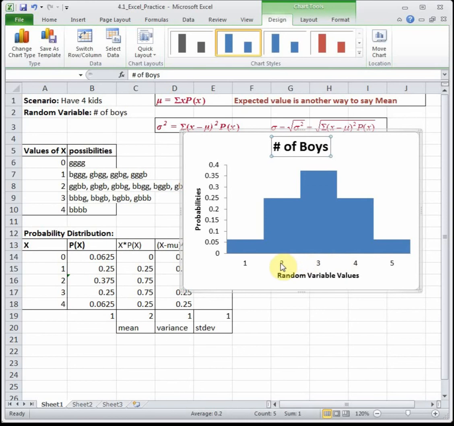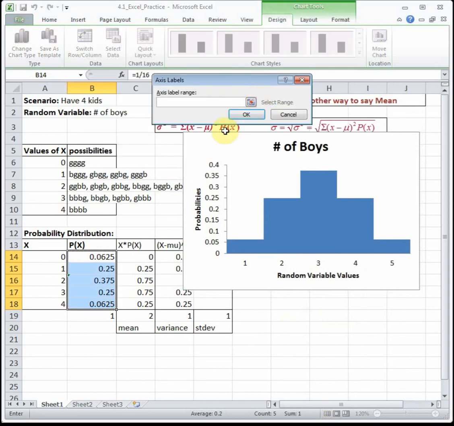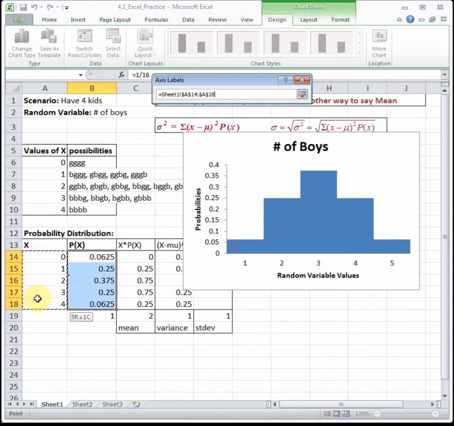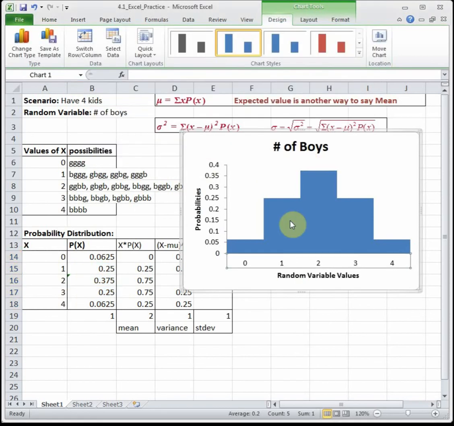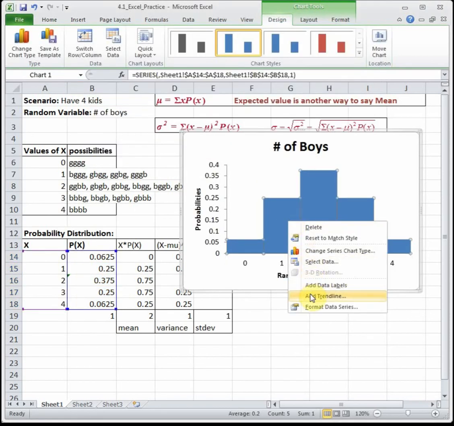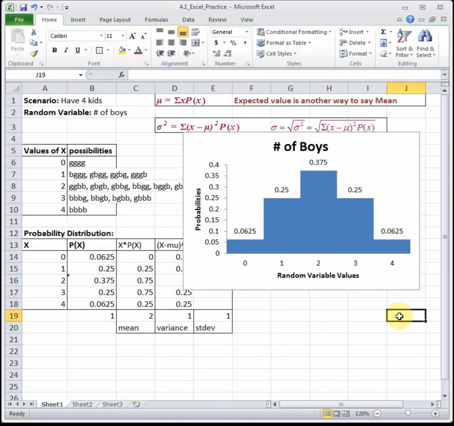And then I need to change my horizontal axis. I'm going to right click, select data, edit my horizontal axis labels. I want to change them to my random variable values. And then right click and click on add data labels to actually get the height of each bar label. So there we have a nice histogram or a bar chart showing us our probability distribution. We can see that the average, or the typical number of boys, is 2. Most of the data is within 1 standard deviation, and it actually forms a nice bell shape.